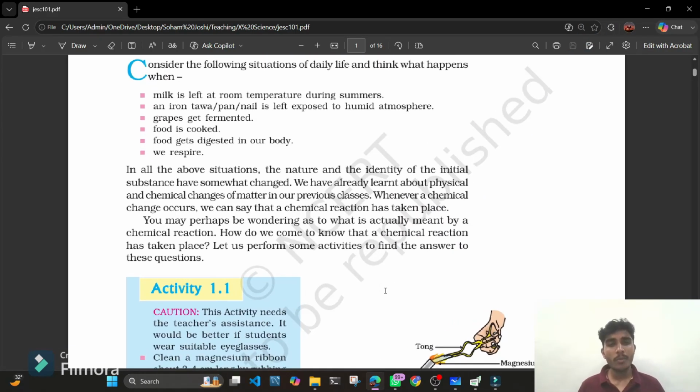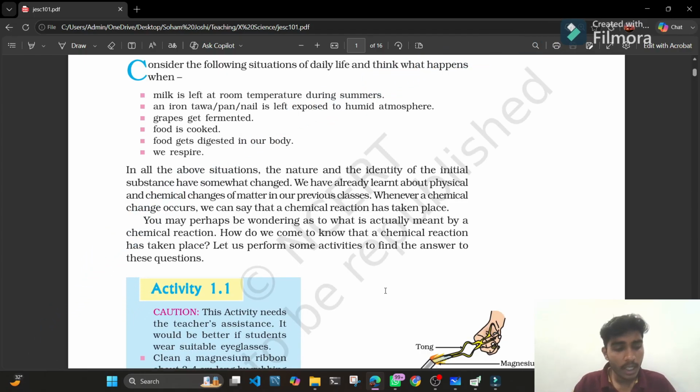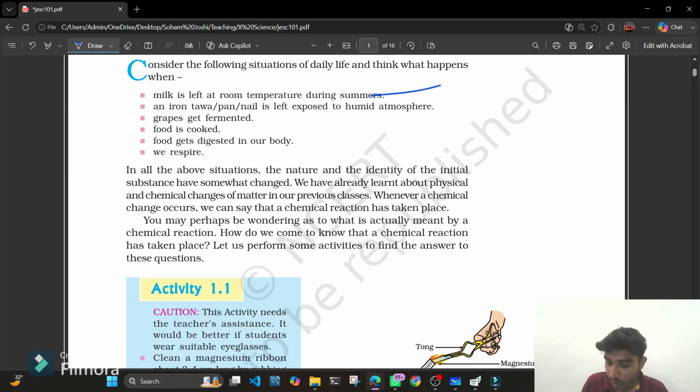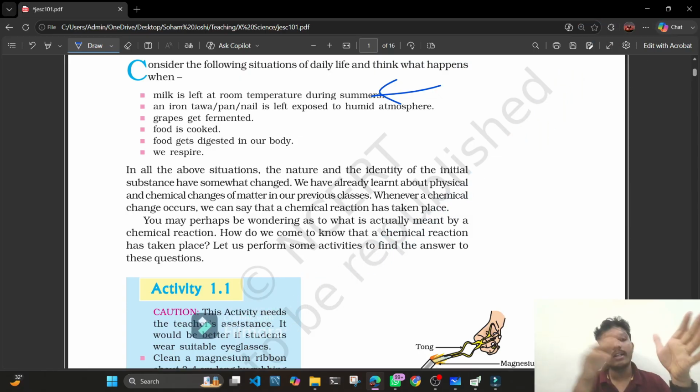So firstly, you may have noticed certain chemical reactions in your surroundings as well. Maybe for example, milk that is left at room temperature. तुमने देखा होगा कि दूध फट जाता है. So दूध फटना is something that is happening chemically. Like तुम गरम कर रहे हो, chemical reaction हो रहा है. तुम सिर्फ कुछ अलग कर रहे हो, then it is a chemical reaction, right?